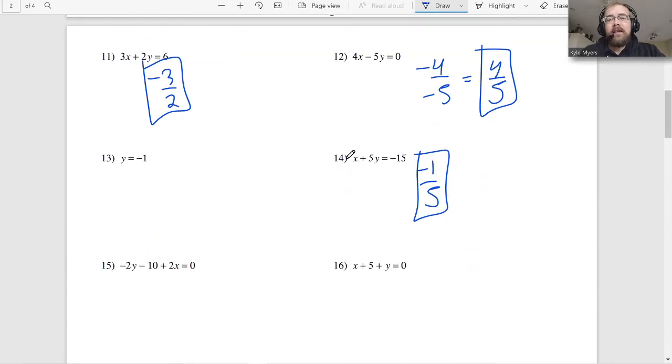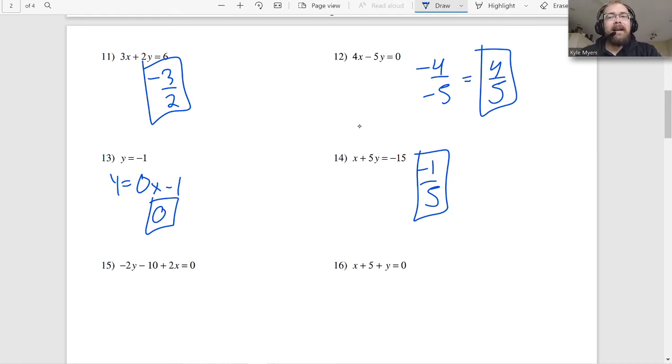If there's no x, then how many x's do we have? 0. We have 0 x's. So we could write this as 0x minus 1. If we don't have an x, don't we have 0 x's then? Because 0 times anything is what? 0. Well, then what's the slope? 0.